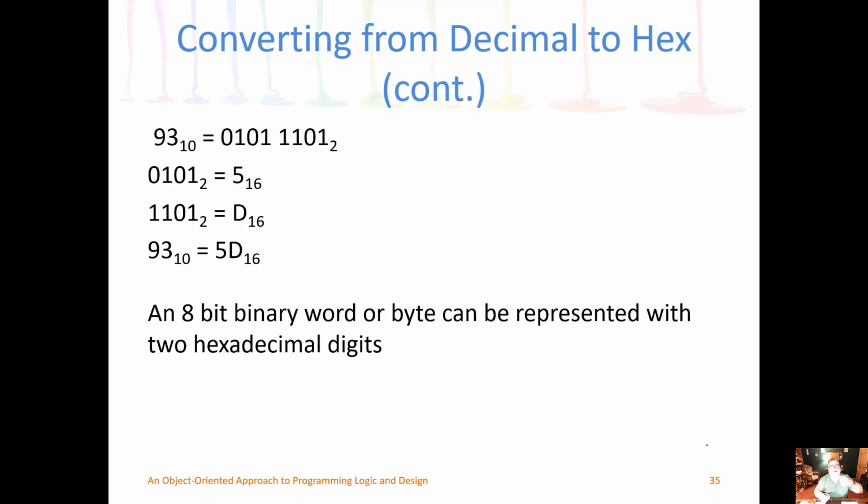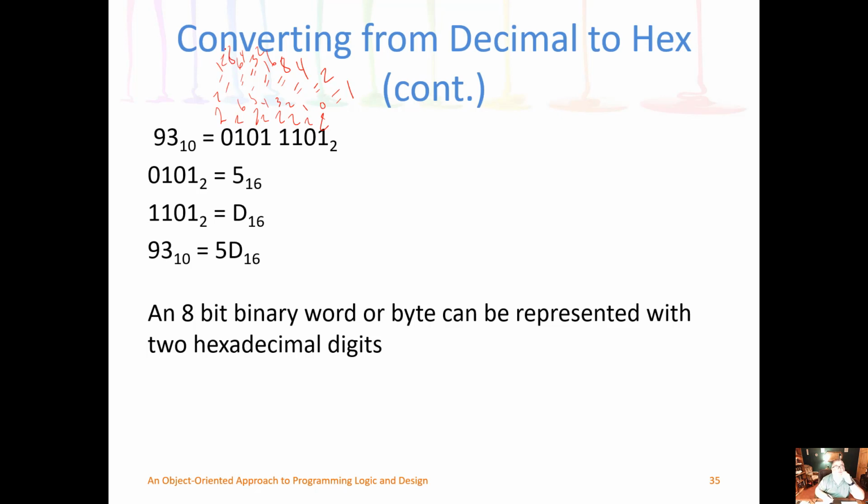So, if we look at 93, the first thing to do is put it into binary. So if we remember how to do that, remember this is 2 to the 0, 2 to the 1, 2 to the 2, 2 to the 3, 2 to the 4, 2 to the 5, 2 to the 6, and 2 to the 7th. Well, 2 to the 0, 1. 2 to the first, 2. 2 squared, 4. 2 cubed, 8. 16. 2 to the 5th, 32. 2 to the 6th, 64.